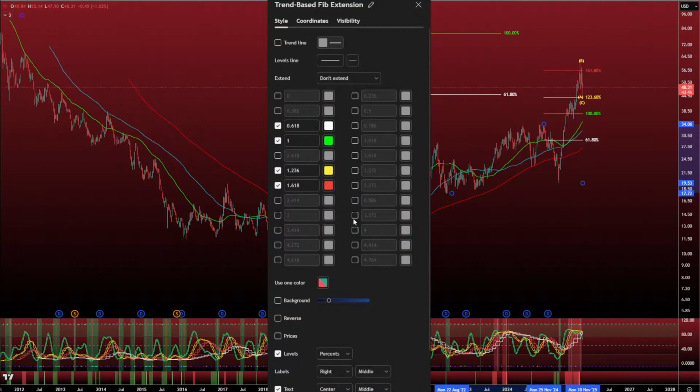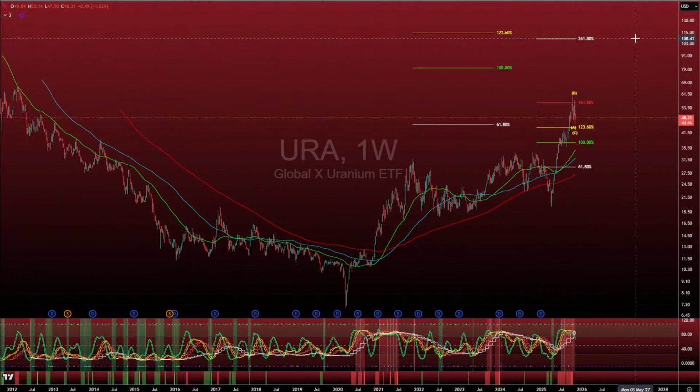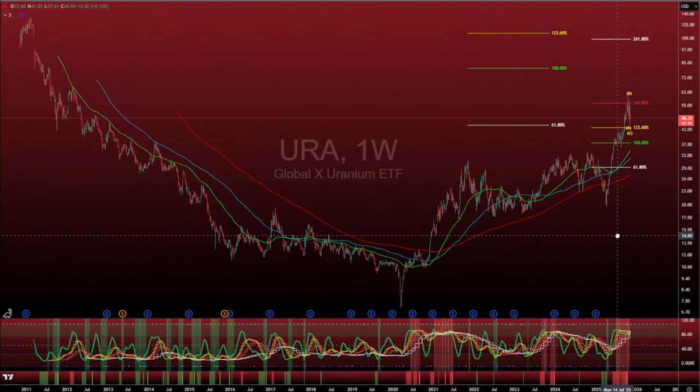Let me see if I can put the 2618 on here and see where that will land and see if there's any confluence. No, I don't see any confluence there. That move to 108, that's pretty high up there. I would be looking more towards that $80 mark, and then wait to see if that actually happens, and then we can start talking about a move to about 100.